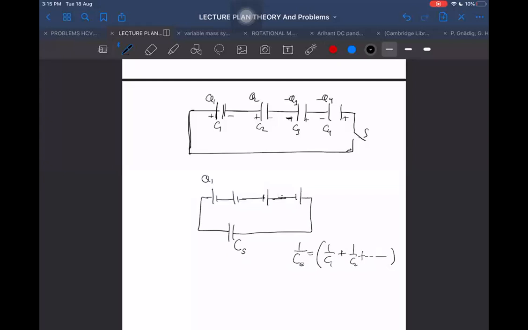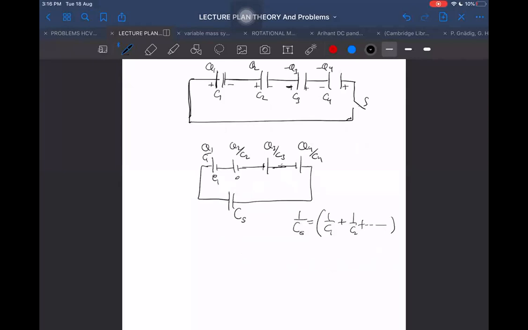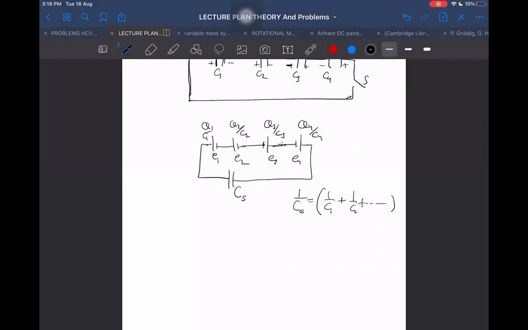What is this? Q1 by C1. This is Q2 by C2. This is Q3 by C3. This is Q4 by C4. Let us call the EMFs E1, E2, E3, and E4. Then what charge will it send? I don't know which is greater.